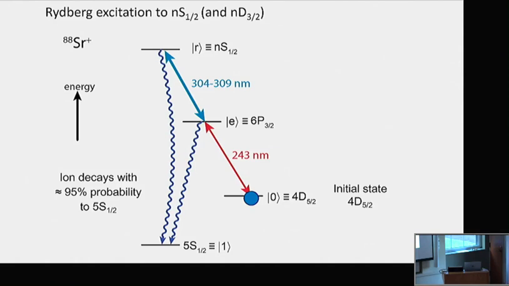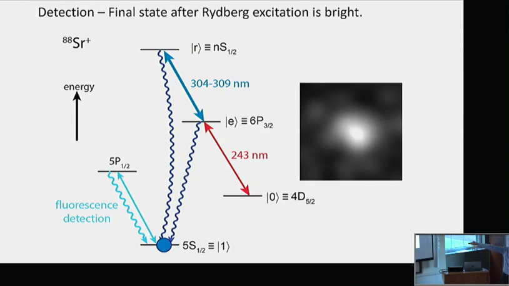From the Rydberg state or from the intermediate state, of course, you will have spontaneous emission. If you calculate the transition rates, you will figure out that approximately 95% of the population ends up in the S state in the end. So basically, if you start in the D state, you excite to the Rydberg state, and then you wait for some time, you will end up in the S state. By that, you can also easily detect the Rydberg excitation by just doing fluorescence detection, driving the transition from S to P1/2. If it's fluorescing, then you know there was something excited in between. If it's not fluorescing, nothing was.